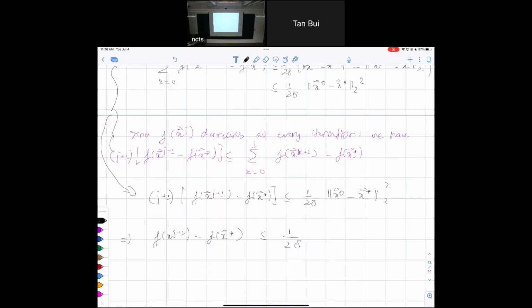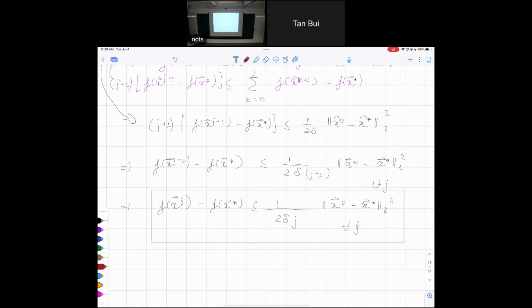Because it's true for all j, I simply take j plus 1 equal to j, and then I have f of xj minus f of x star less than 1 over 2 delta j times the norm of x0 minus x star squared. That is our final answer, and it must be true for all j equal to 1, and so on. Everybody okay on that?